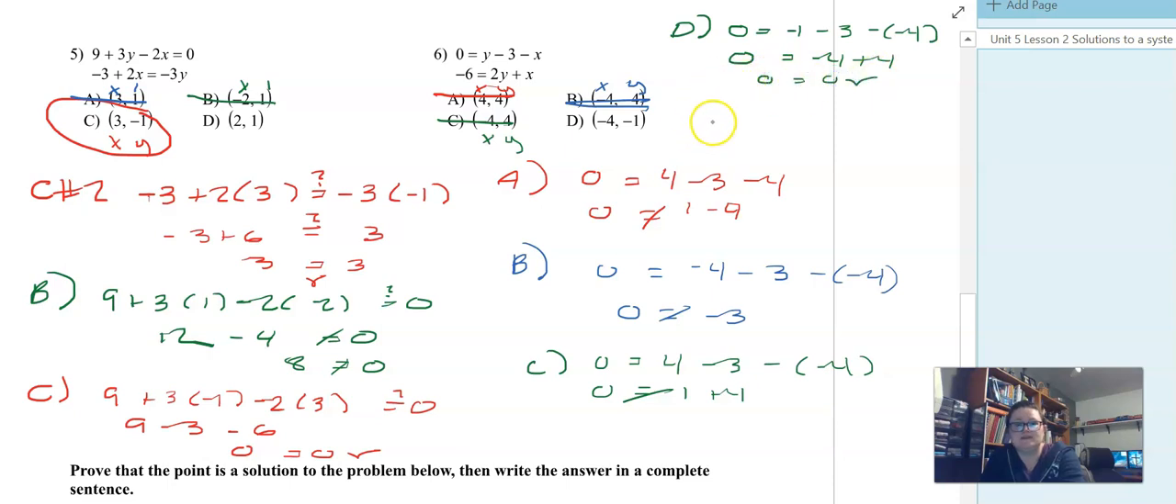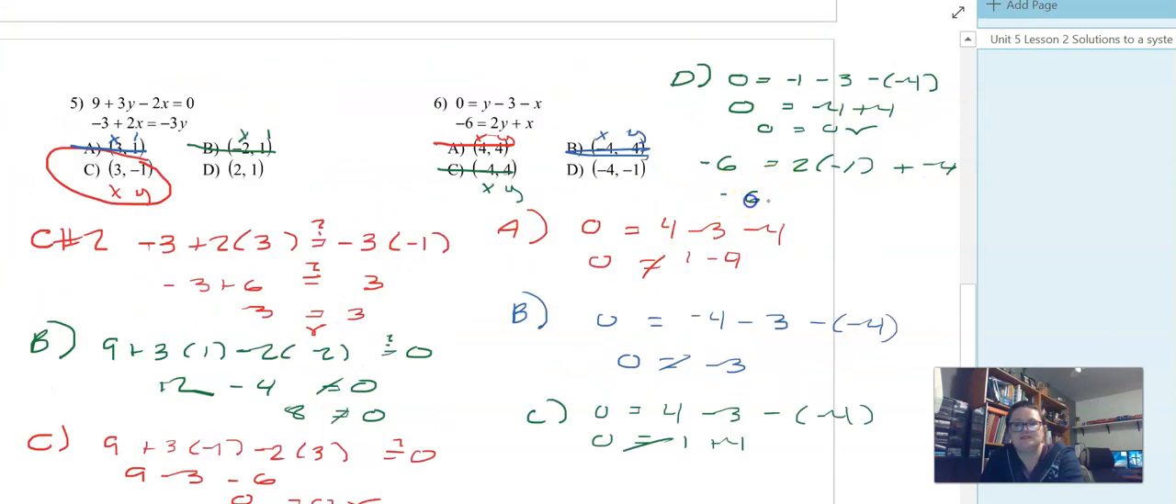And then for the second one, which we never even got to try before, we'd have negative 6 equals 2 times negative 1 plus negative 4, which is negative 6, equals negative 2 minus 4, which is negative 6. So it works out. So D is the answer for question 6.